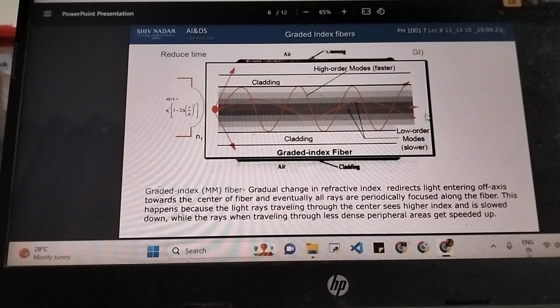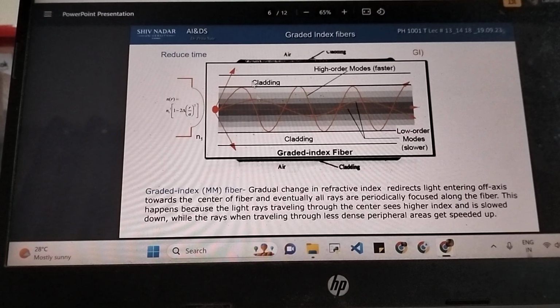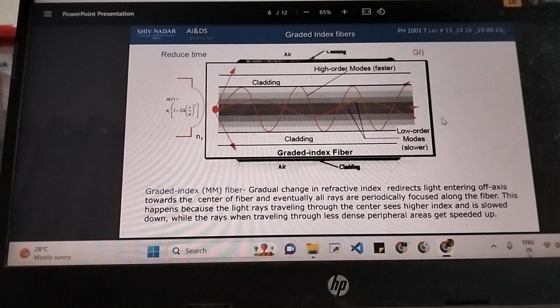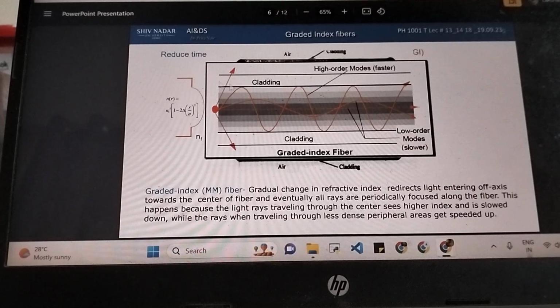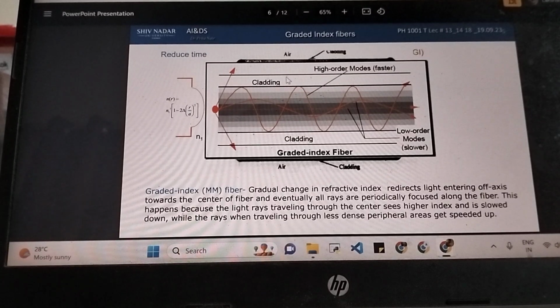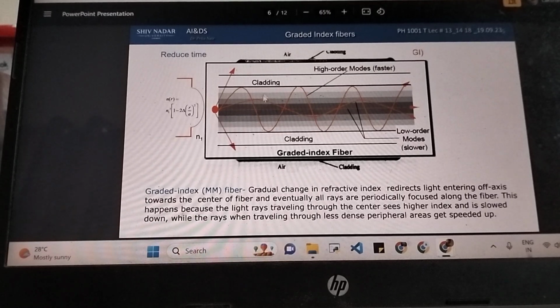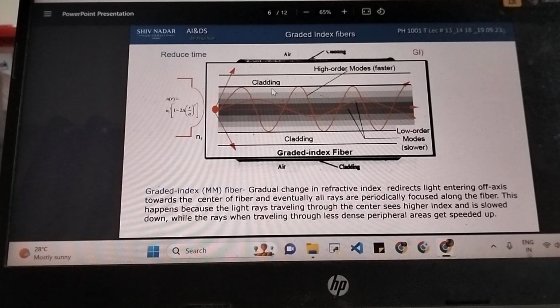To counter this problem, what we do is we introduce something called a graded index fiber. So what are we trying to do here? We have multiple modes or phases, but we want to minimize the time delay between them. So we introduce a graded index fiber, meaning the refractive index does not change abruptly from the cladding to the core. There are multiple layers, each of which has a refractive index slightly higher than the previous.